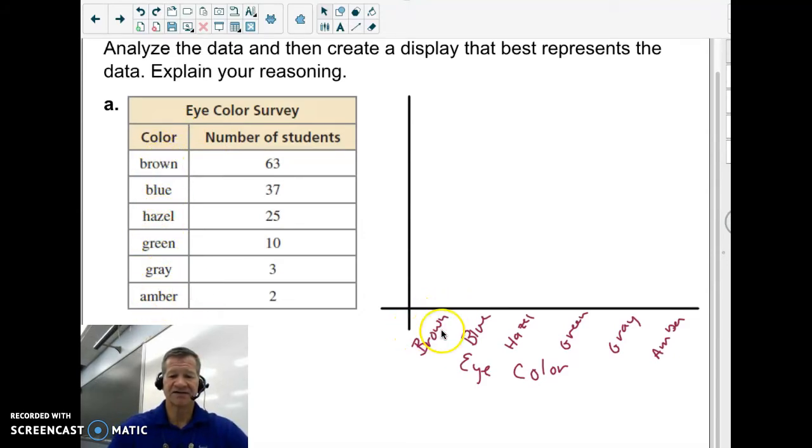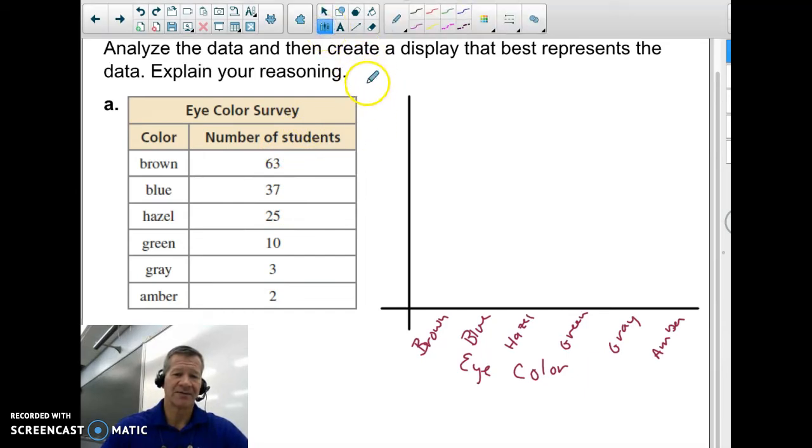So on the x-axis, I put all those colors down. Now, the y-axis is numerical data, number of students, okay? So over here, I'm just going to write it on top a little bit. We're going to have the number of students represented by the y-axis. Now you notice the lowest number of students who have a certain eye color are 2 that have amber, and the highest is 63. Well, what we want to do is make sure we choose a scale that will allow me to get up higher than 63.